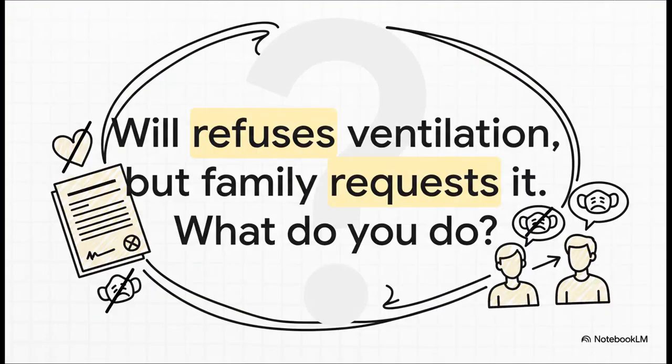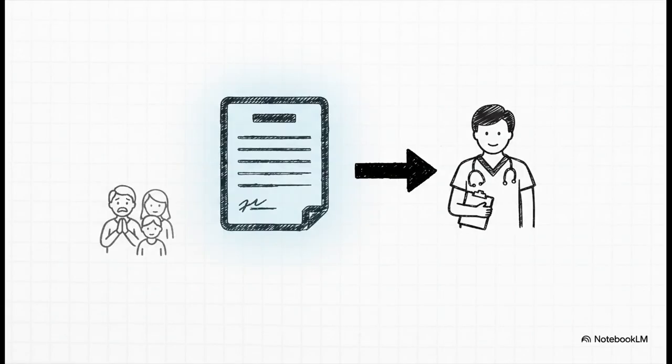Okay, read this one carefully. You have a valid living will. It specifically refuses mechanical ventilation. The patient is now unresponsive. The family is at the bedside, and they want you to intubate. What's your move? What's the right thing to do right now? The correct answer? You follow the living will.